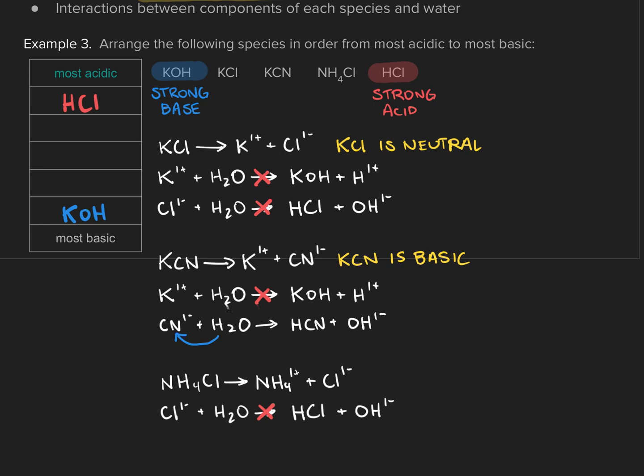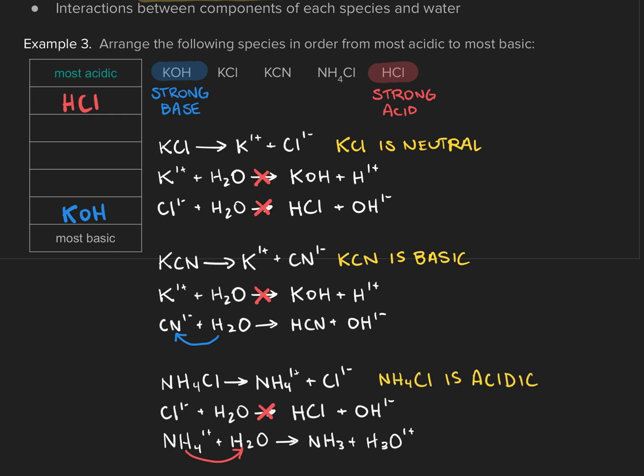The ammonium ion, however, is the conjugate acid of ammonia, itself a weak base, and as such, the ammonium ion is a relatively stronger conjugate acid. So therefore, upon dissolving in solution, the ammonium ion will donate protons to water, and as such, produce an excess of hydronium ions in solution, making a solution of ammonium chloride somewhat more acidic. So I can again now order the remaining species here.